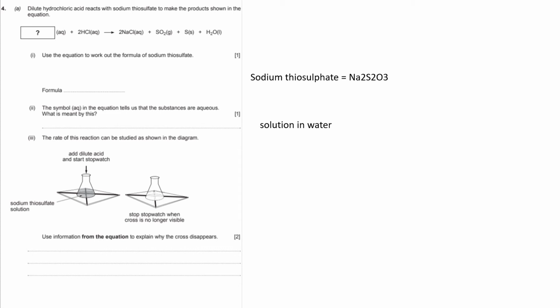The last question. The rate of reaction can be studied as shown in the diagram. We've seen this diagram on a previous slide. Use the information from the equation to explain why the cross disappears. If we look at the equation, we can see sulfur is formed, and sulfur is a solid. This would prevent us from seeing the X.